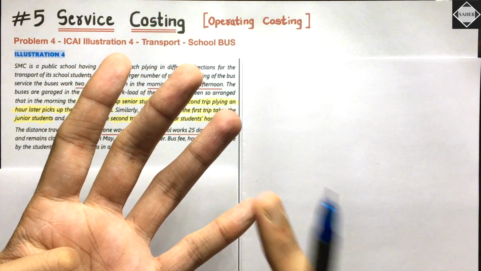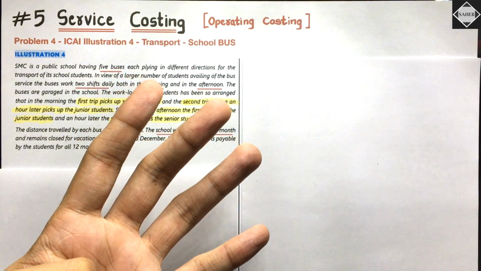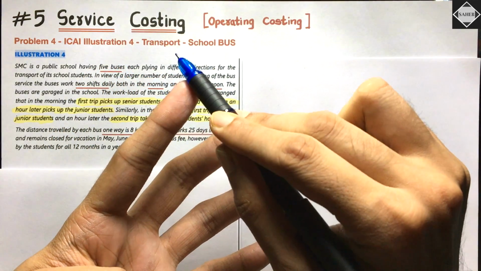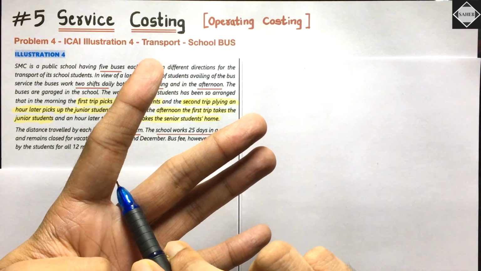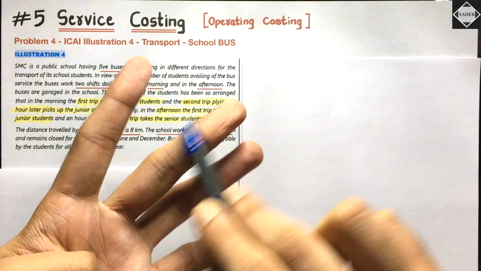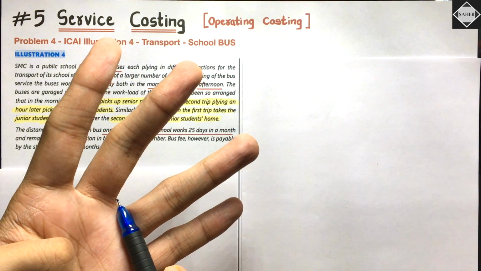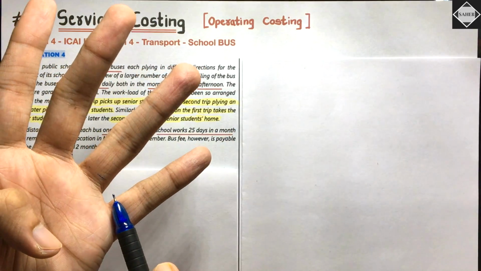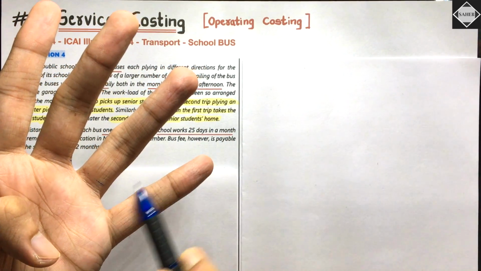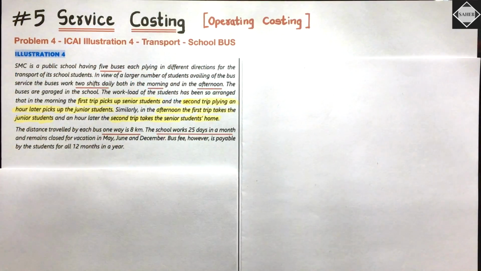So you understand how many trips are happening? 4 round trips are happening. In the morning the bus went from the school to pick up the senior students and then came back, and then again it went for junior students and came back, and then again in the afternoon what happened? It dropped the junior students first and then came back, and then it went again to drop the senior students and came back. You see, 4 round trips are happening. You have to understand this properly.